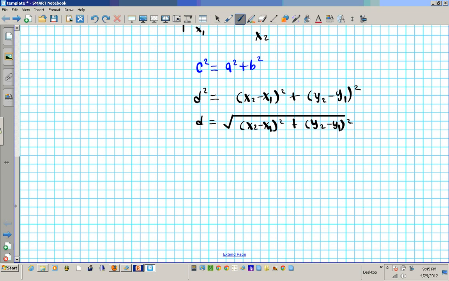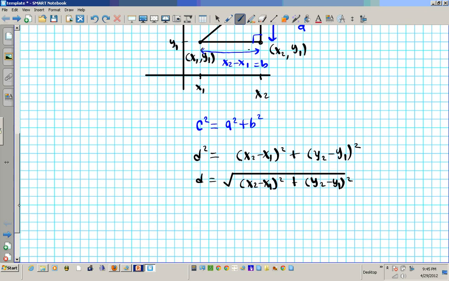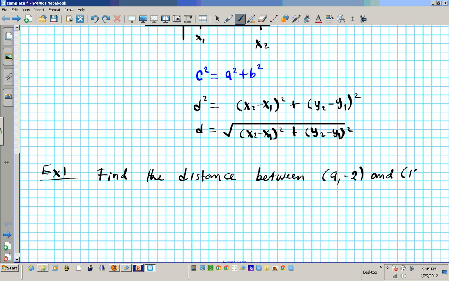Alright. Now, we're going to use this formula that we derived to try out some examples. Alright? So, let's try out some examples. Example 1. Find the distance between 9 comma negative 2 and 12 comma negative 14. Okay?